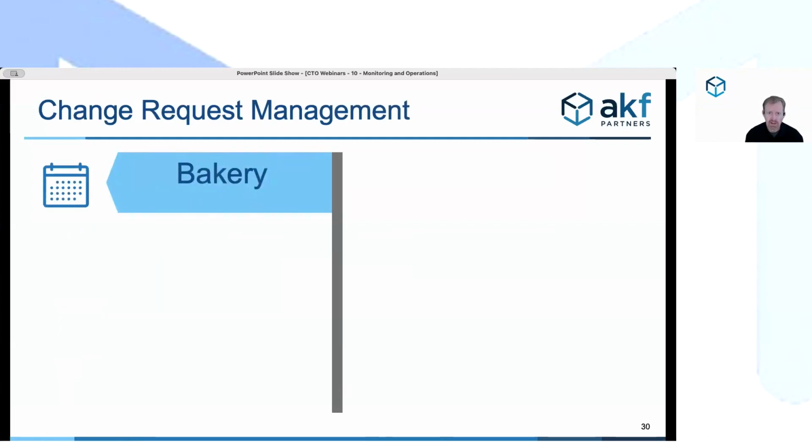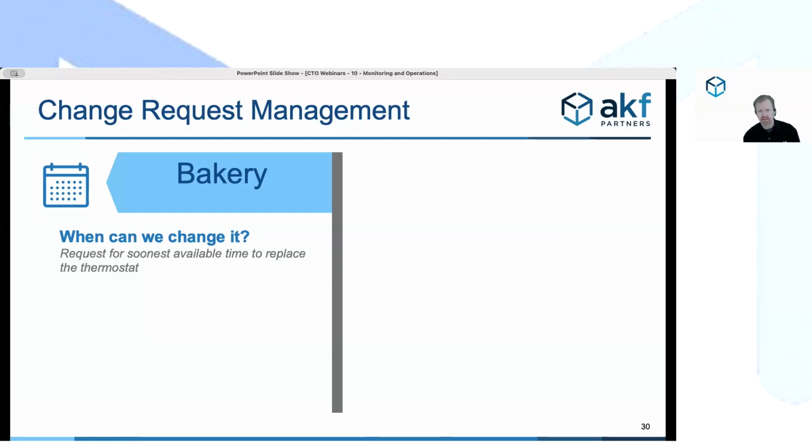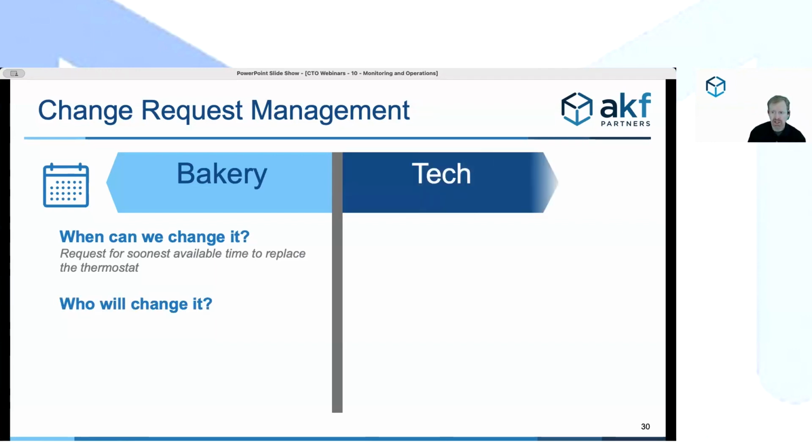All right. Another thing we typically relate together is change and release management. Now, most of you have automated CI/CD, some of you don't, but we're going to walk you through an example of a more manual type process. So we're using the example of the faulty thermostat. And the idea here is, when can we change the thermostat? What are the time windows and who's going to make the change?